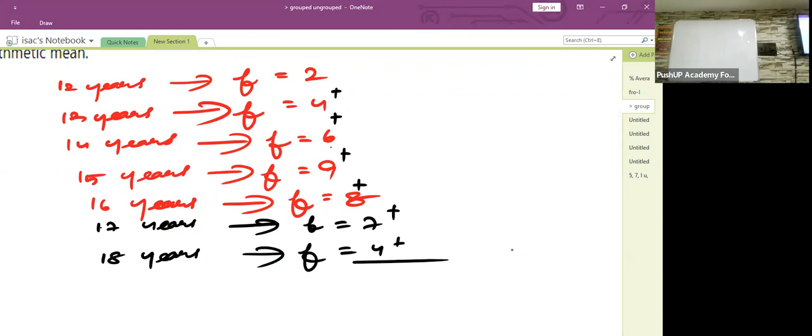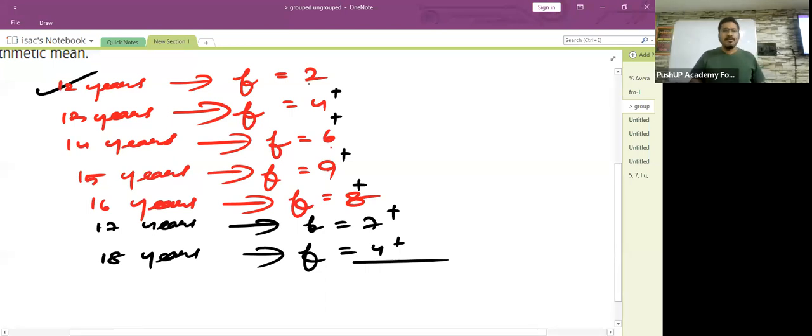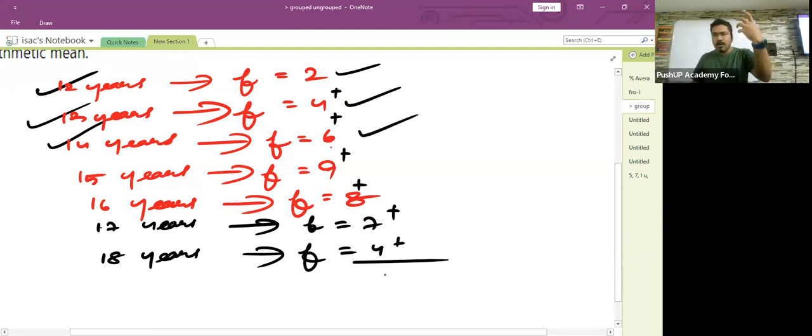So here, what am I trying to say? The number of people who are 12 years is 2. Number of people who are 13 years is 4. Number of people who are 14 years is 6. And it goes on like that. And children, if you take the sum of all these frequencies, 2 plus 4 plus 6 plus 9 plus 8 plus 10 plus 4, that would be equal to what?